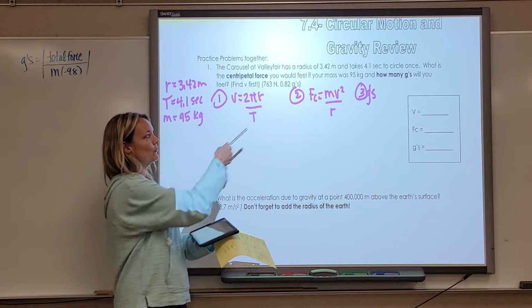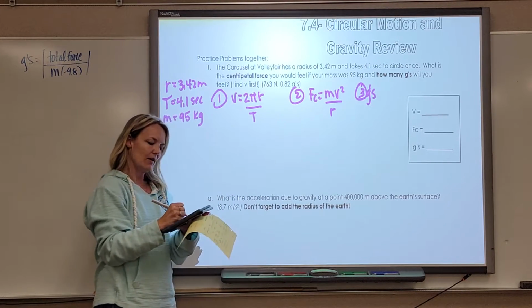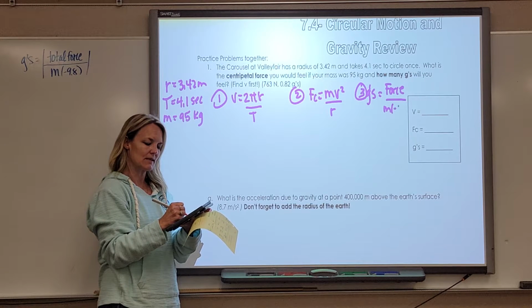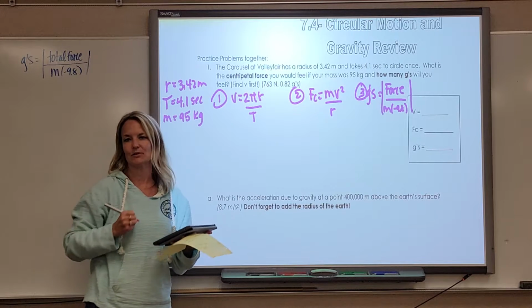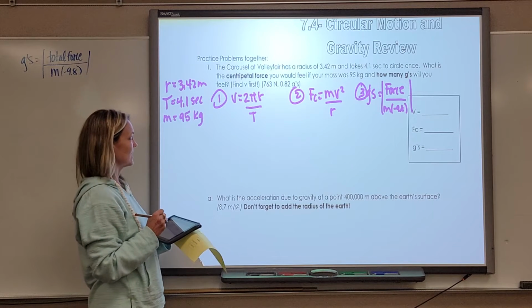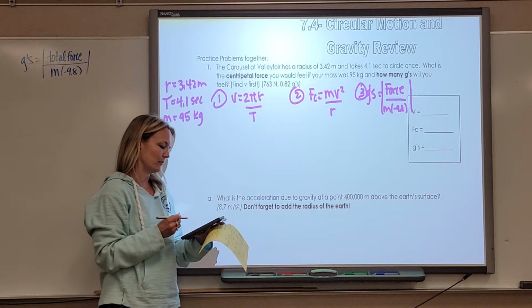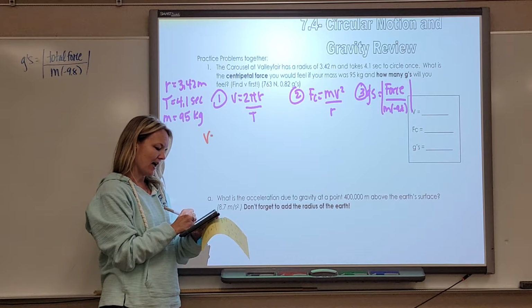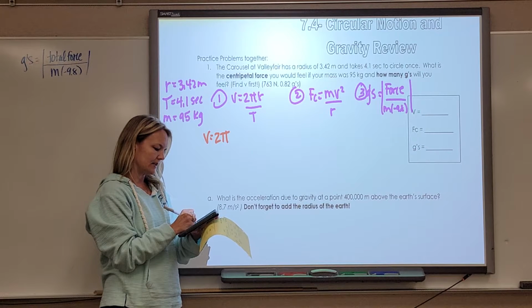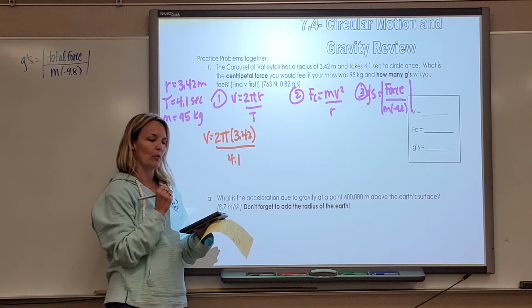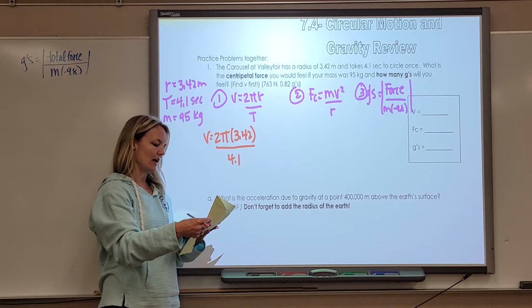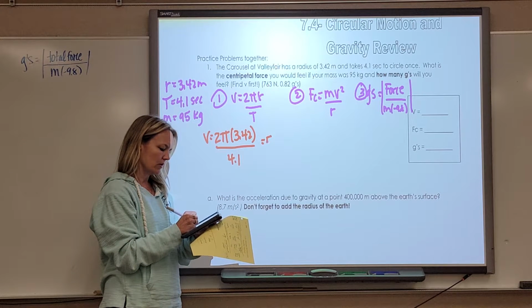Once you know the total force, the centripetal force, the force will go on top, and you'll divide it by mass times 9.8. It is an absolute value, so you can just get rid of any negative signs. All right, starting from here, with my velocity, I need to find 2 times pi times r, 3.42, and I need to divide it by the 4.1. Take a moment, do your math. You should get a velocity of 5.24.